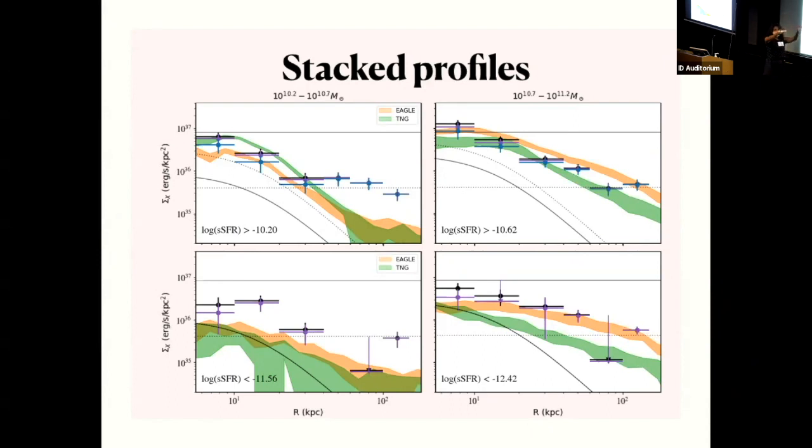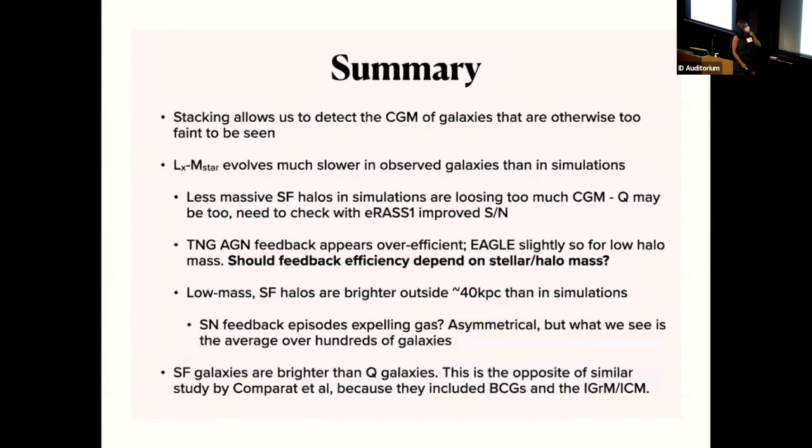And so it could be ejecting little blobs of gas, which would leave an asymmetric signal in any one galaxy. But since I'm stacking hundreds of galaxies at a time, you could end up on average with something like an extended envelope signature. So that's where I am so far.